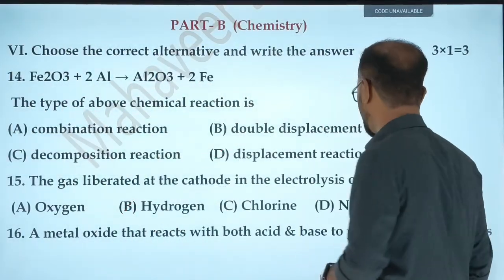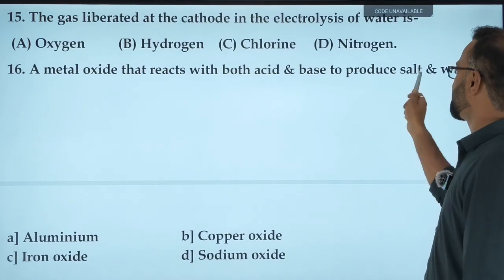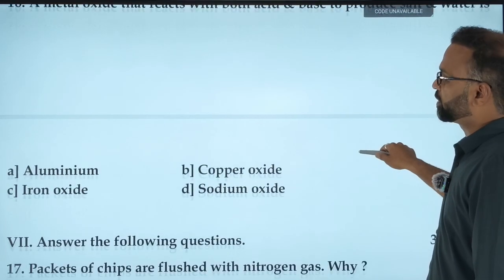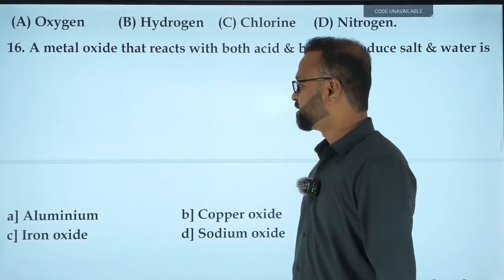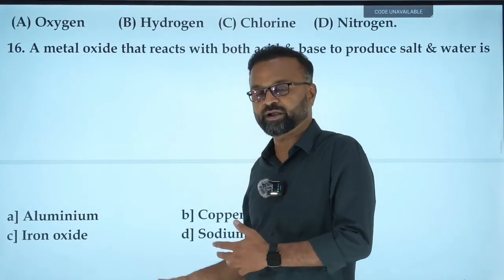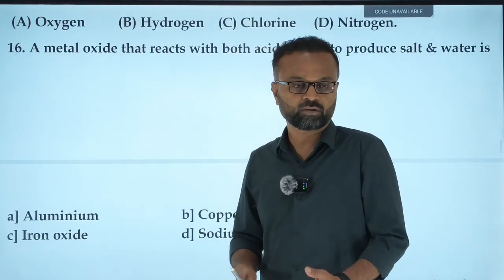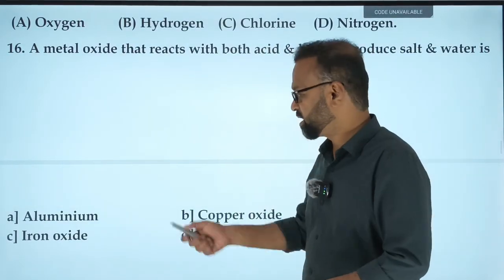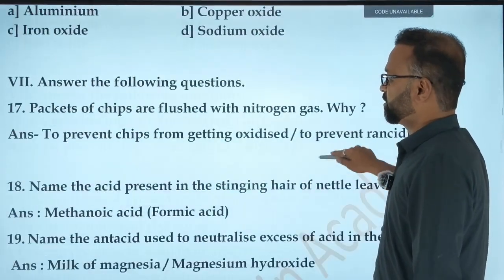Now see the next question over here. They are telling a metal oxide that reacts with both acids and bases to produce a salt and water. So 4 options are there. In that the correct option is aluminum oxide or zinc oxide. They behave both as acid as well as base depending on what they are reacting with. Here the correct option is aluminum oxide. Hope this is clear. Now next.